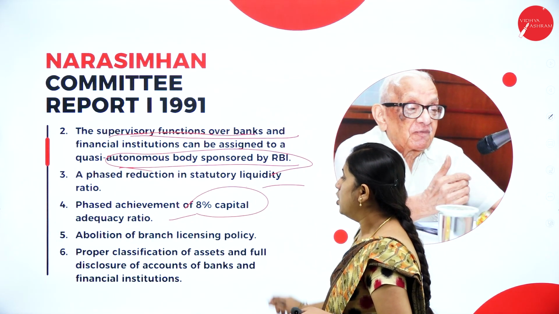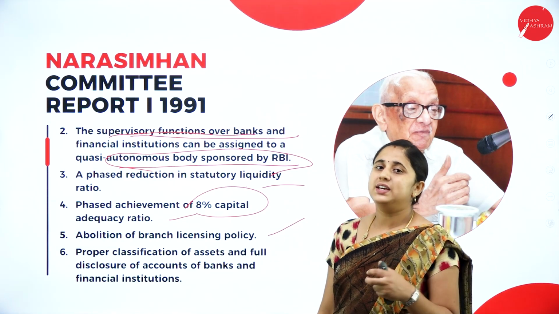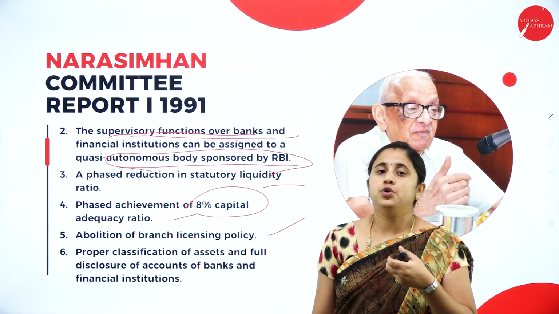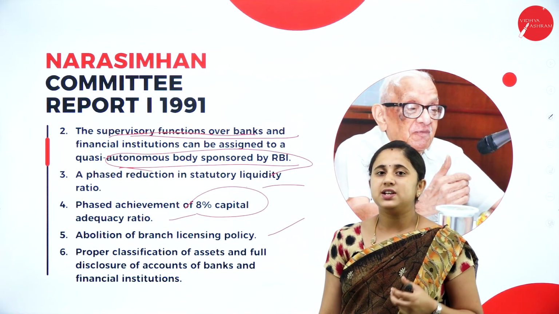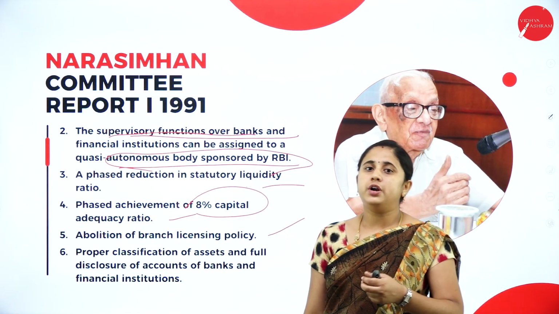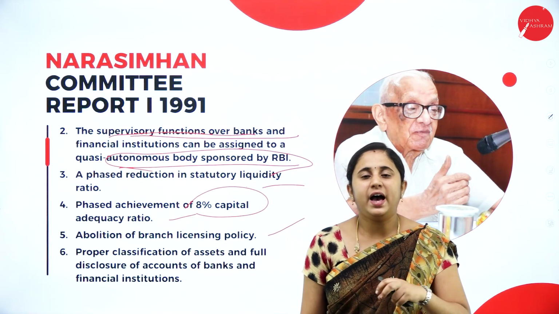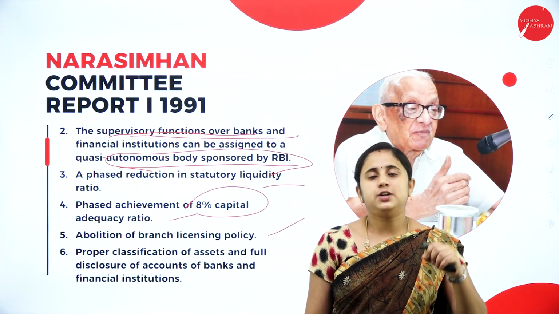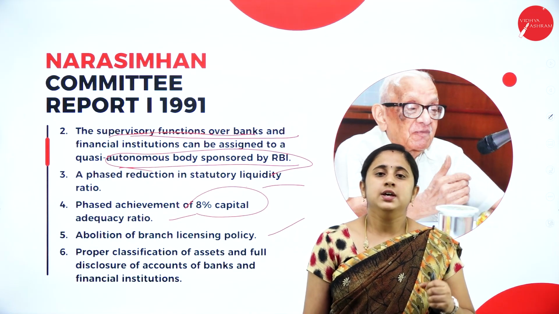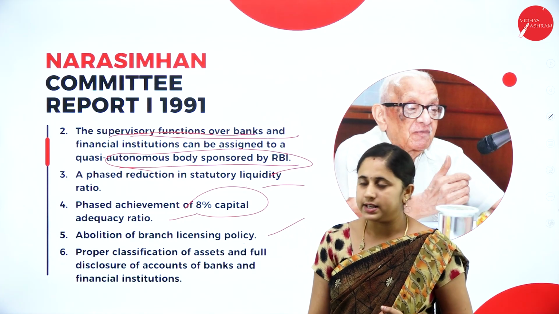So next one is abolition of branch licensing policy. They recommended to abolish or cancel the branch licensing policy. Branch licensing policy means in order to open another, separate branch, again you need to take a license from the RBI. So they suggested to abolish this branch licensing policy in order to improve the banking sector.